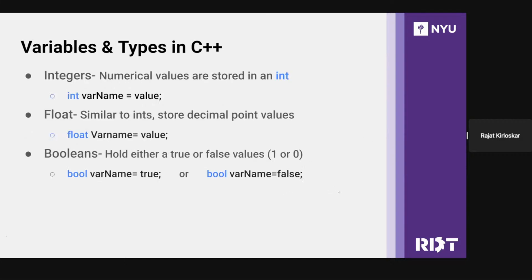Next slide. So here are a few variables and types that you can use in C++, which is pretty much the same as in other programming languages. So we have the integer data type, which is used to store numerical values. We have the float data type, which is used to store decimal values, and the Boolean data type, which is used to store true or false, where true represents 1 and false represents 0.